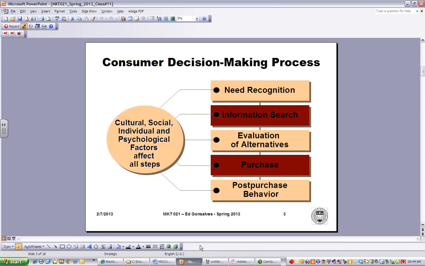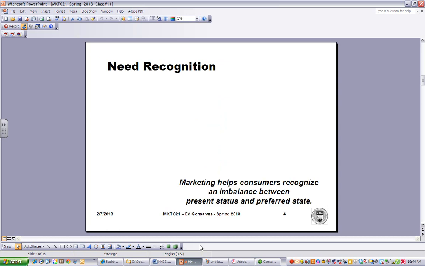So every consumer decision-making process has 5 components. First of all, you have to recognize that there's a need. Then you go off, you do your information search to see what's available. You look at what alternatives or elements are most important to you. You purchase something, and then you do a post-purchase behavior. You look at what happened as you used it, after you used it, and you decide, did that really satisfy what my needs and wants are, or do I need to move forward? And then what overlays all of this is, again, cultural, social, individual, and psychological factors affecting all those steps.